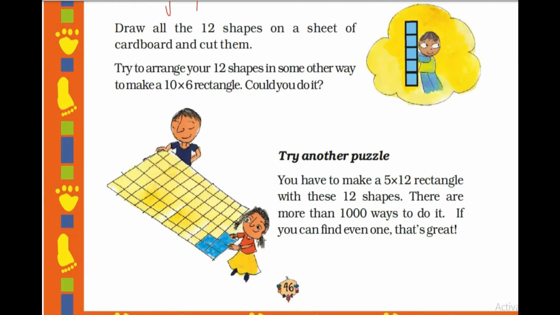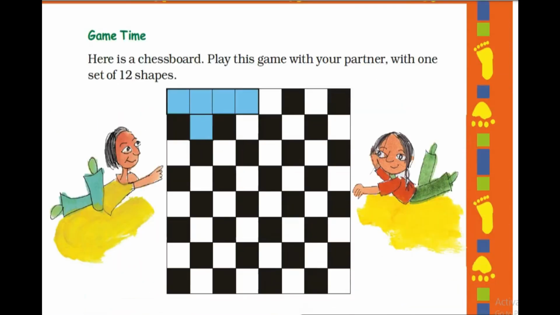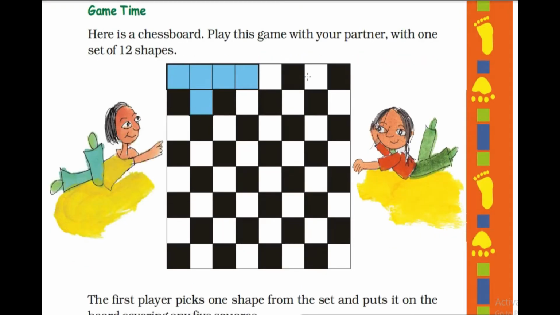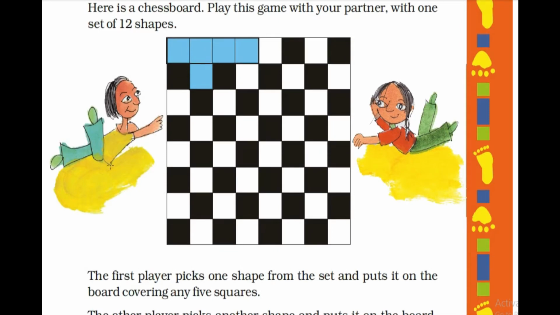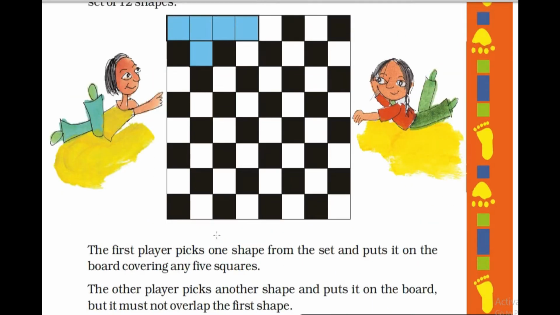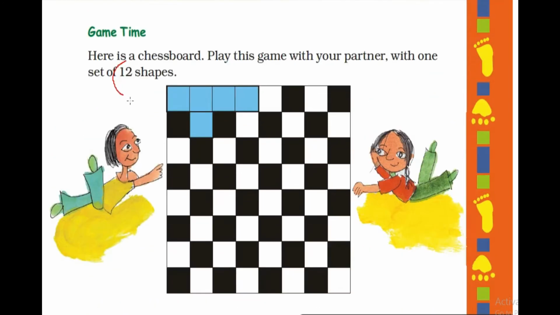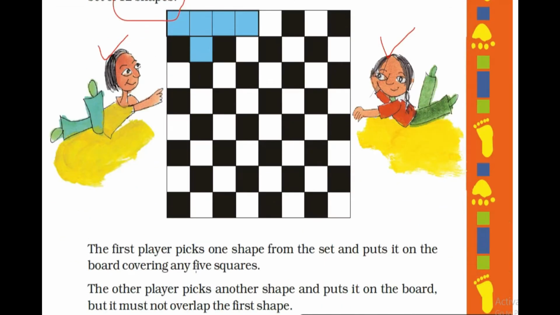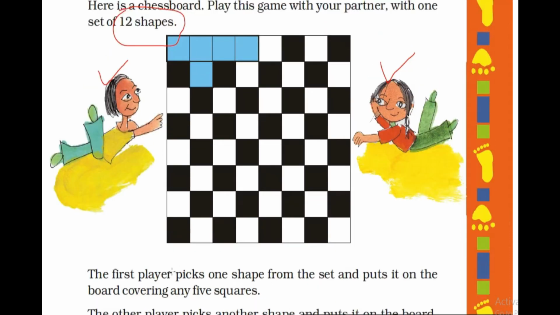Hello students, we will continue this chapter. Now the topic is game time. Here is a chessboard. Play this game with your partner with one set of 12 shapes. This is 8 into 8, and the first player picks one shape from the set. You will have 12 shapes, and there will be two players, first player and second player. The first player picks one shape from the set and puts it on the board covering any 5 squares.